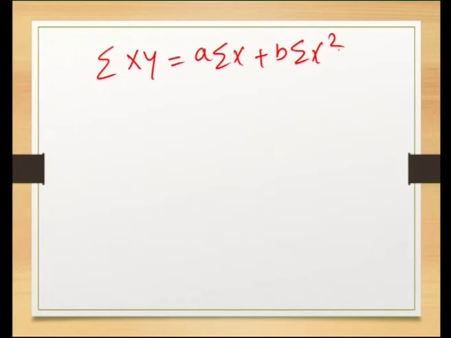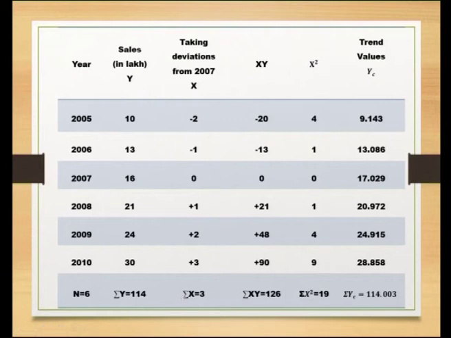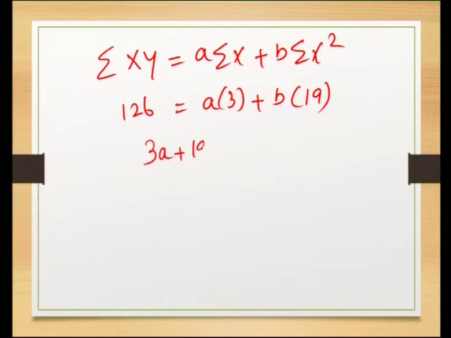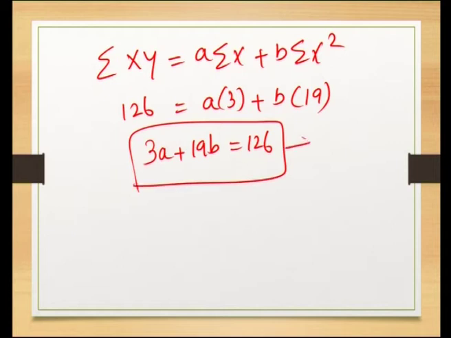All the summation values are now written here by extracting them from the table. So, summation x is 3, summation xy is 126, summation x square is 19. Those values have to be substituted there. 126 is equal to a into 3 plus b into 19. So, you get 3a plus 19b is equal to 126. This is the third equation.